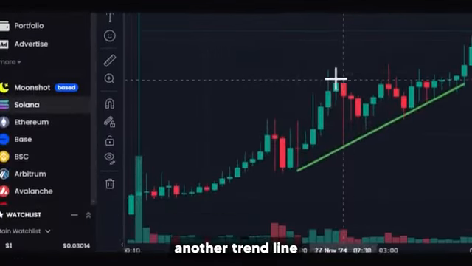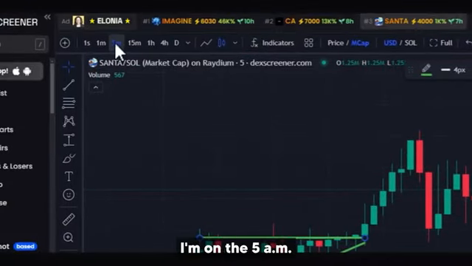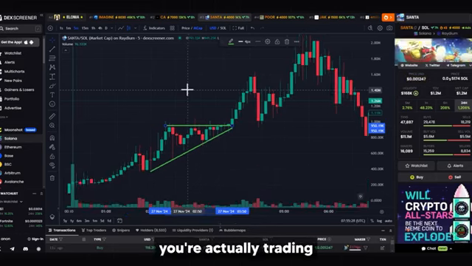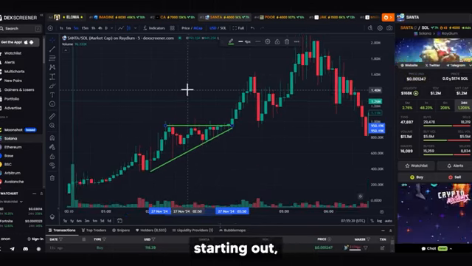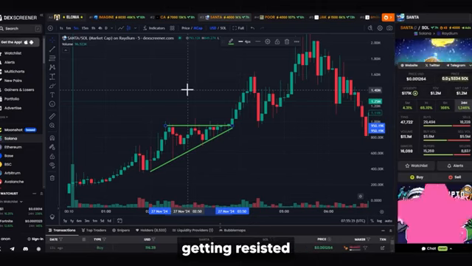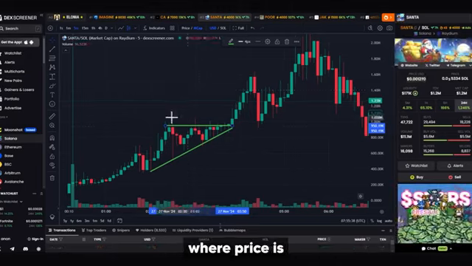Then I take another trend line and I draw it across the top of where these bars close. You can see for this one, I'm on the 5M chart. I'm not on the hourly chart. And there's a reason for that, because when you're actually trading these meme coins and they are just starting out, you ideally want to be on the 5-minute chart. That way you can see where price is getting resisted and where price is moving. And that way you can buy in and understand where price is going to move.